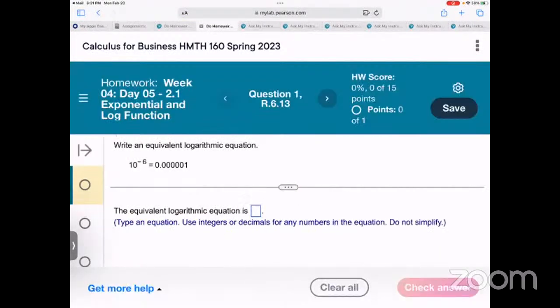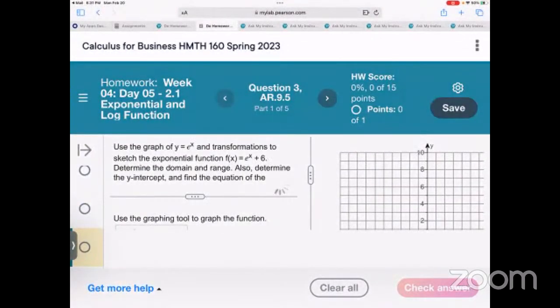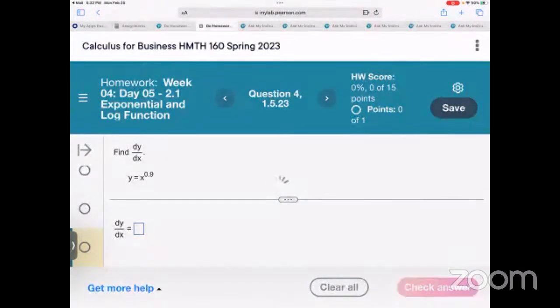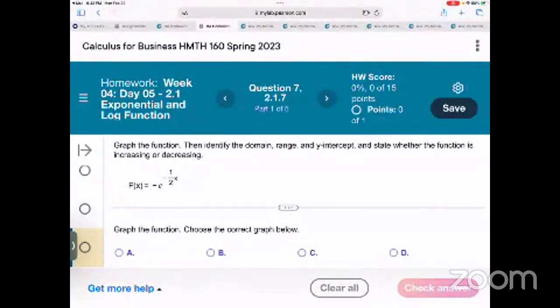I'm going to go until I get to a question from chapter 2. That's chapter 1. We want to talk about chapter 2. Okay, let's look at this one. Graph the function and identify the domain, range, y-intercept, and state whether the function. Let me kind of zoom out some.